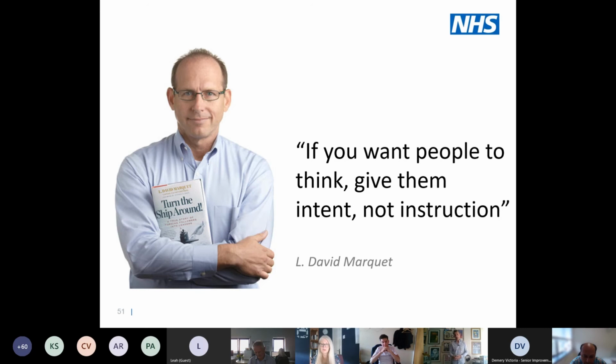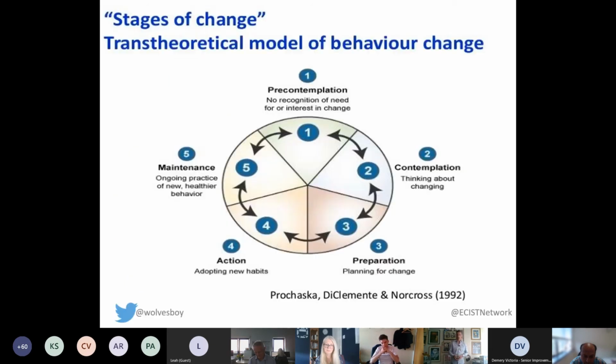And somebody I've read a lot about at the moment, reading a few of his books, a guy called David Marquet, ex-submarine commander in the US Navy, he talks about, if you want people to think, give them intent, not instruction. So don't jump to solutions, don't tell people what to do, help them frame the problem for them to help other people to solve the problems. So give them a sense of intent rather than instruction.